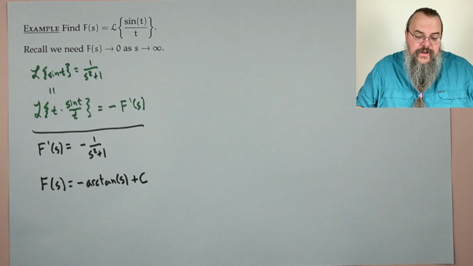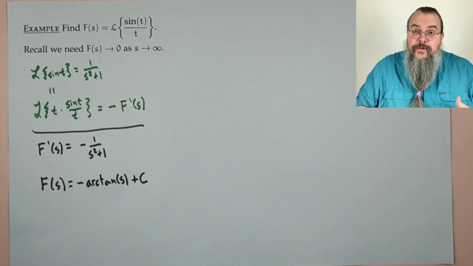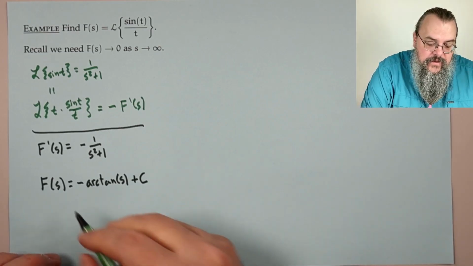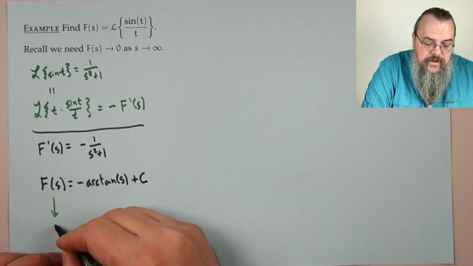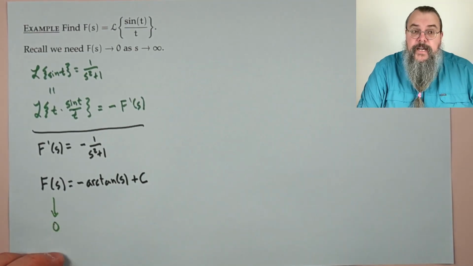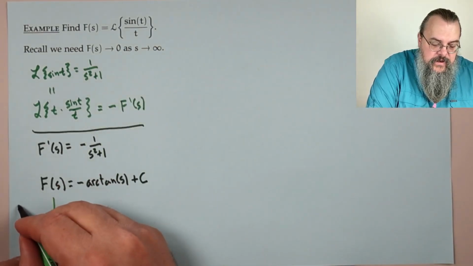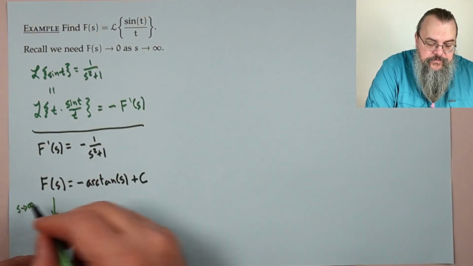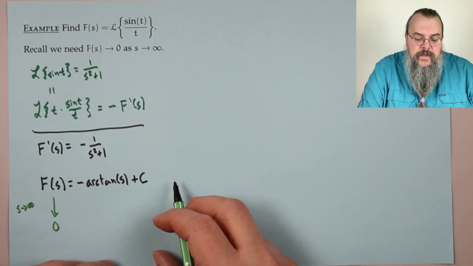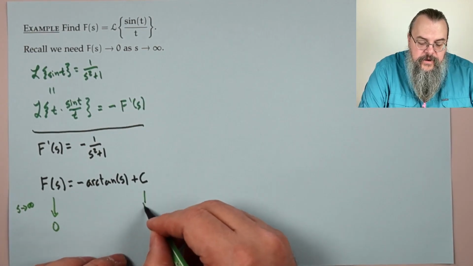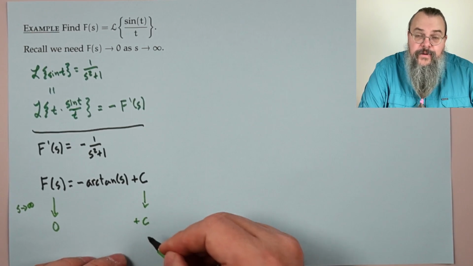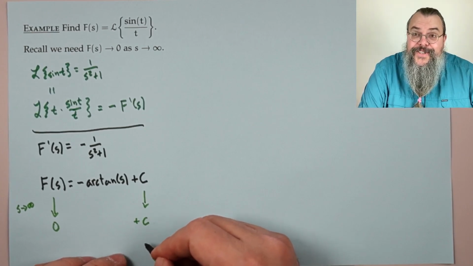Okay, so now let's let things head towards infinity. So as s goes to infinity, this side goes to 0, right? Because that's what this says. F of s goes to 0 as s goes to infinity. So here, s is going to infinity. All right. Well, c goes to c. That's no surprise. What happens to arctangent?